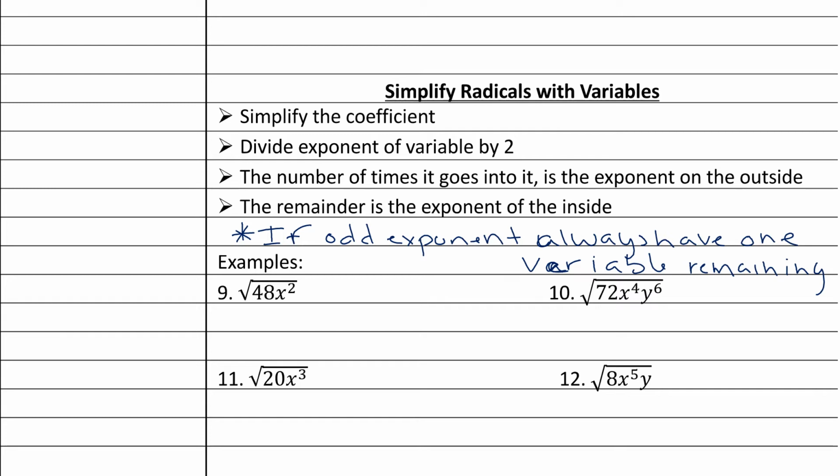So we're still going to break apart 48 here. The two numbers that go into 48 are 16 times 3. The square root of 16 is 4. Our exponent is 2. How many times can 2 go into 2 evenly? 1. So I'm going to have 1 x coming out, and then my 3 is going to remain on the inside. Because it is even, there is no remainder.